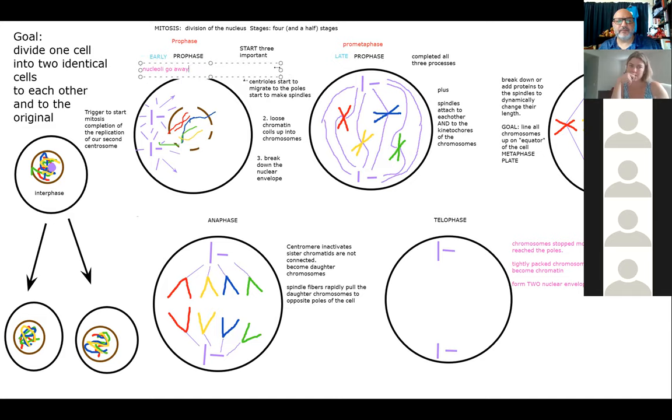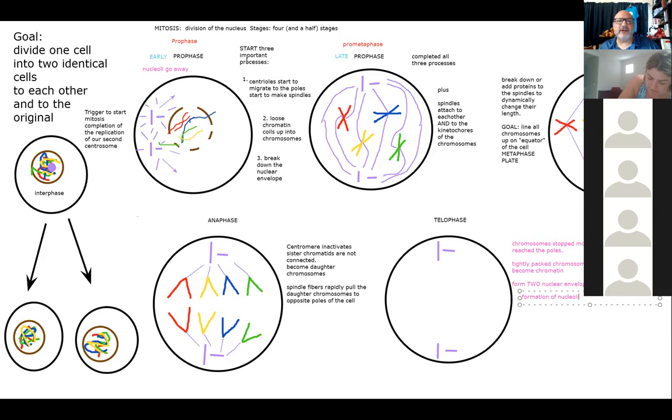But if here our tightly packed chromosomes are loosening up to become chromatin, then notice once again, we can actually get the formation of nucleoli. So nucleoli can start to form in this.